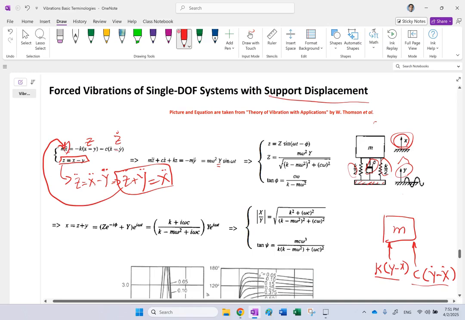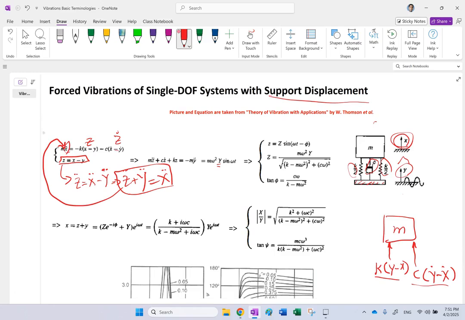So you will get m z double dot plus m y double dot, correct? So this term becomes m z double dot plus m y double dot equals negative k z negative c z dot. And then if you bring these two negative terms to this side and take this y double dot to the other side, this is going to be your governing ODE for relative displacement z.